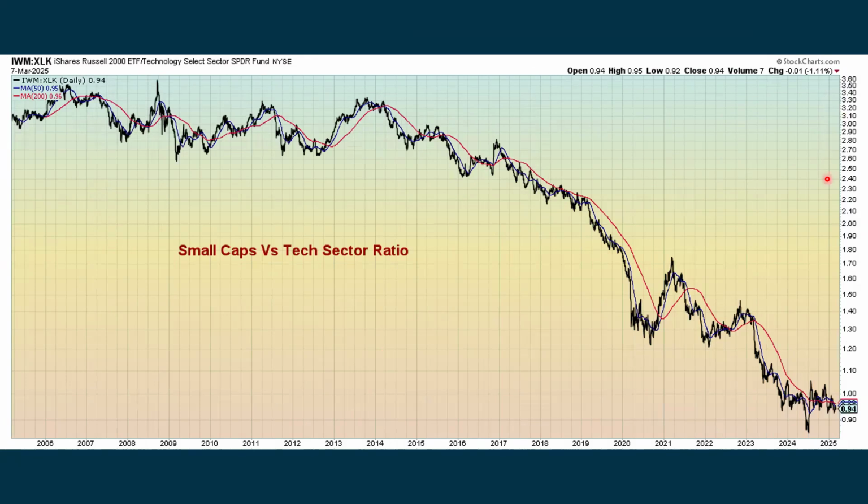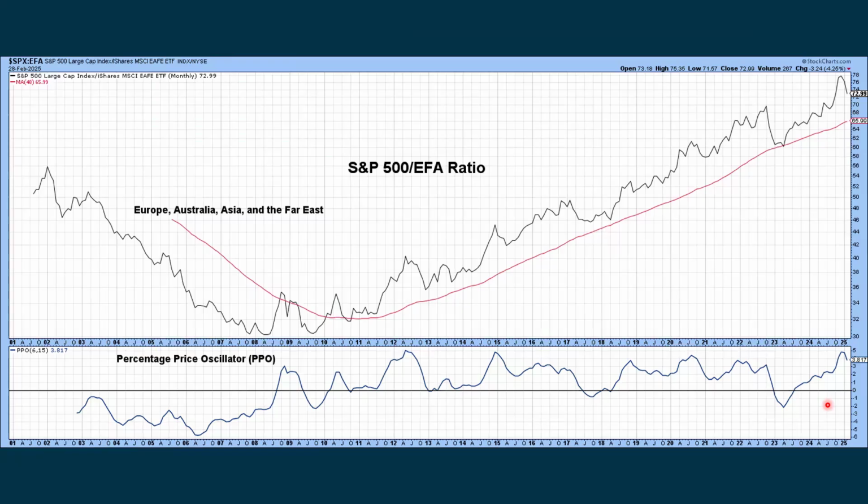And then small caps to tech, just chopping around because small caps have not been doing well. Tech's been under pressure, so we're not really seeing a lot of conviction right now.